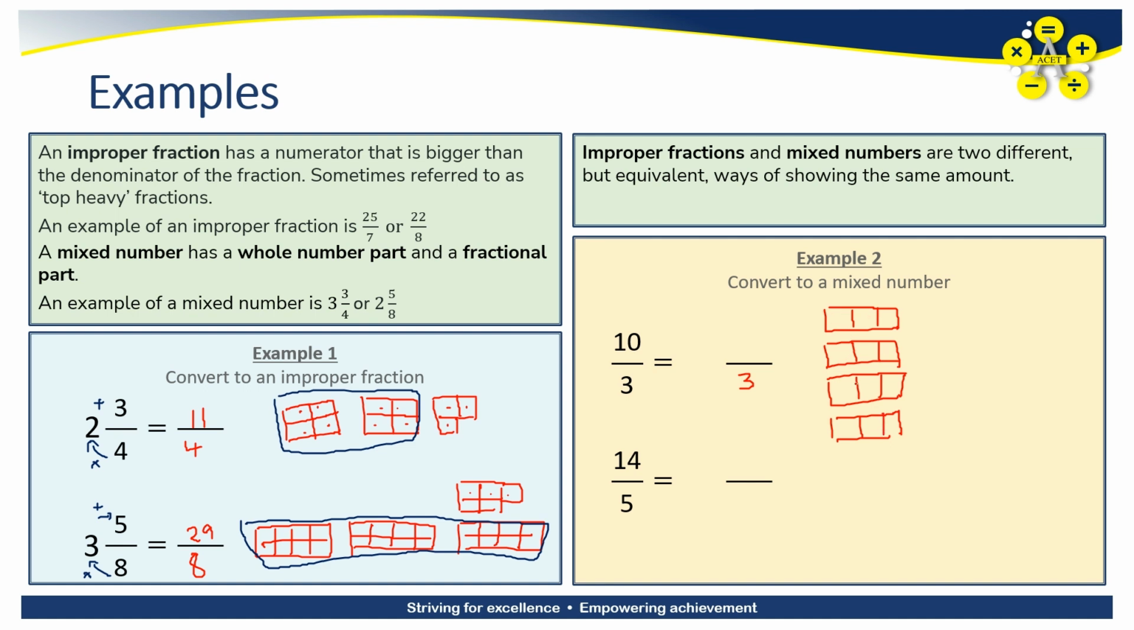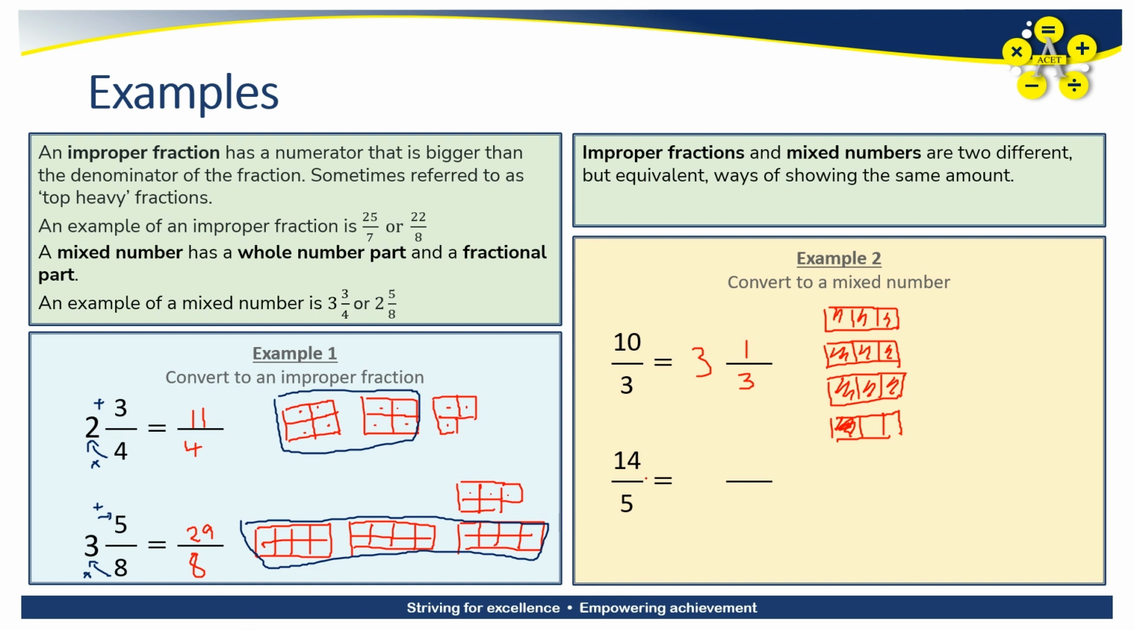1, 2, 3, 4, 5, 6, 7, 8, 9, 10, 11, 12. I only actually need 10 of these. So 1, 2, 3, 4, 5, 6, 7, 8, 9, 10. Now I can see from this diagram, that means I've got 3 whole ones and I've got 1 left over. 3 whole ones and a third.